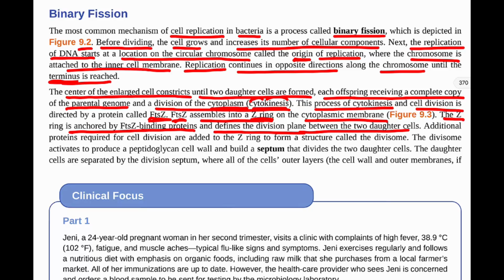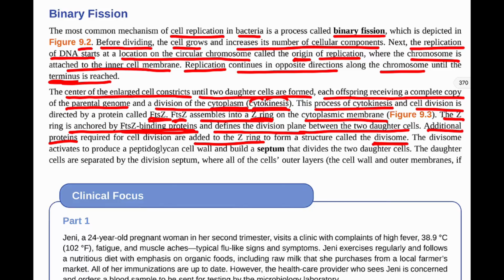So this FtsZ protein is going to assemble into a Z ring, so a ring stretching around within the cell, going the circumference of the cell, and then it's going to be anchored to the actual cell by these FtsZ binding proteins. And then what's going to happen is that we are going to have additional proteins come. So additional proteins are going to be added to the Z ring, and then it's going to be called a divisome. So we have this Z ring which has formed, it anchors itself, and then it's going to have additional proteins come along to assist it, and that's called the divisome.